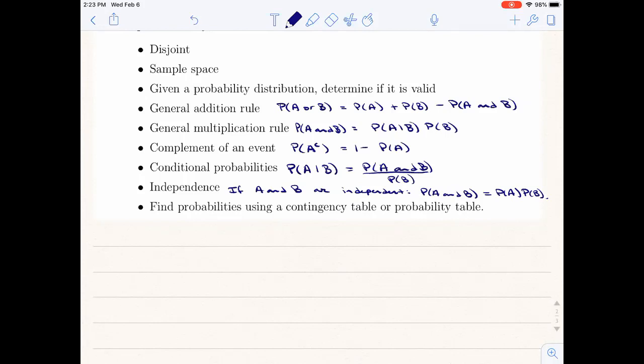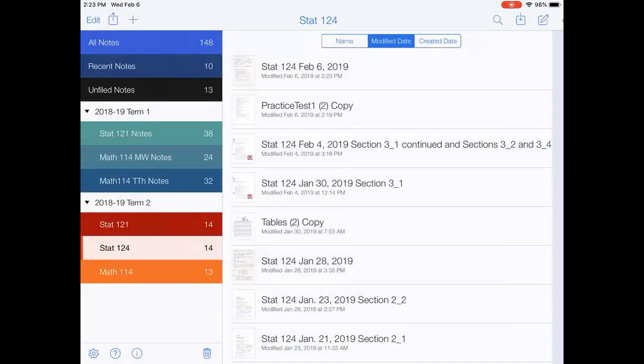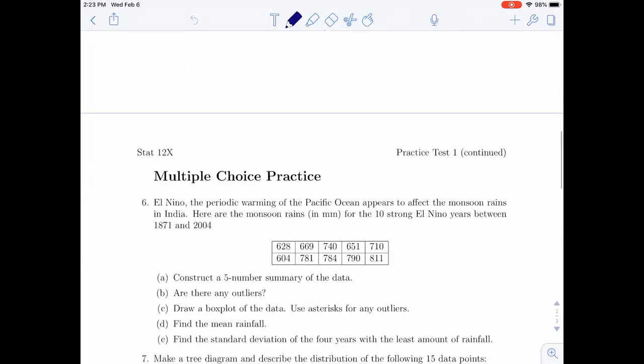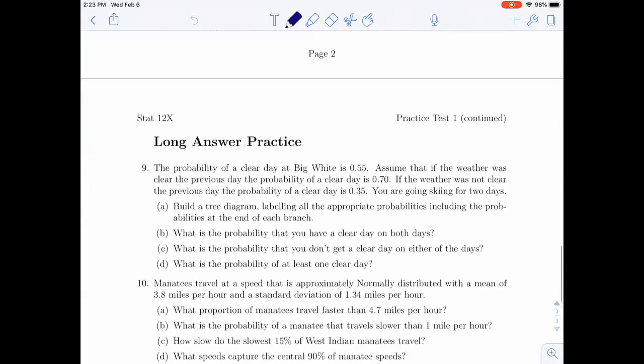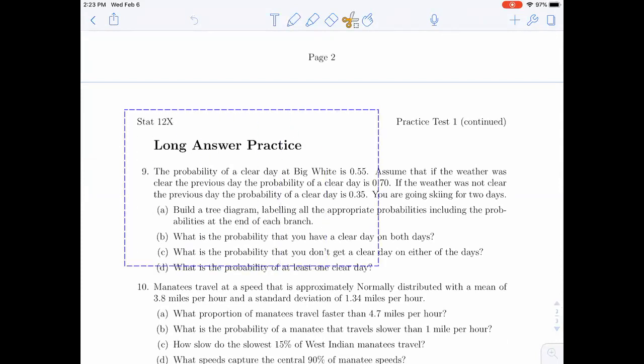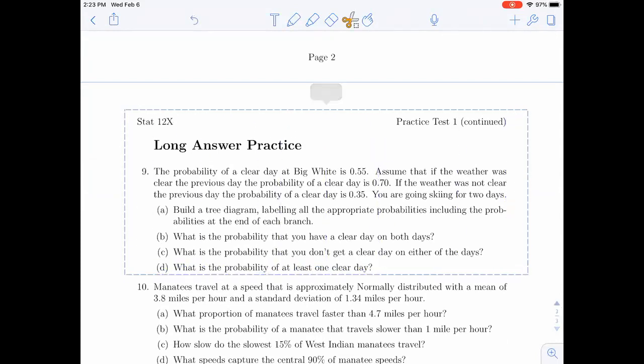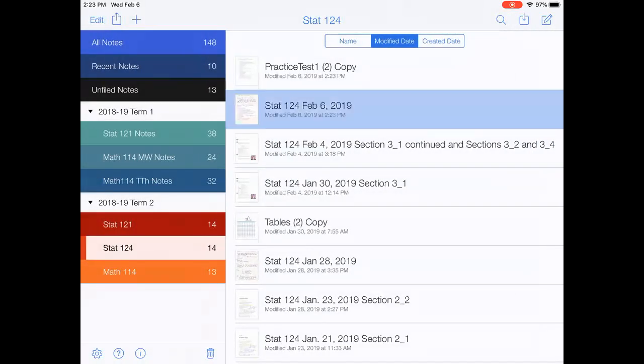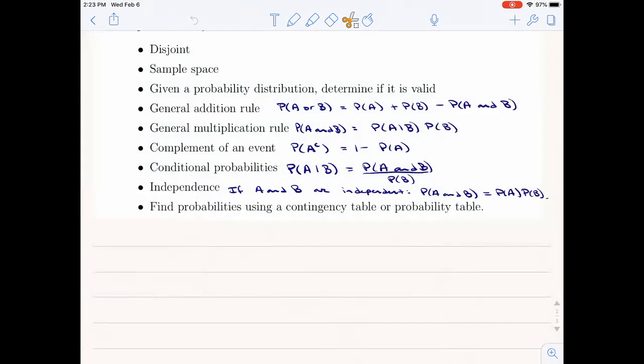And then just in general, find probabilities using a contingency table or a probability table. So that's like question 8 on the practice. Any questions about that one? So, like I said, I want to go through the long answer questions, and then whatever we have time for in the multiple choice we'll go through, but otherwise I'll just post the solutions after class.